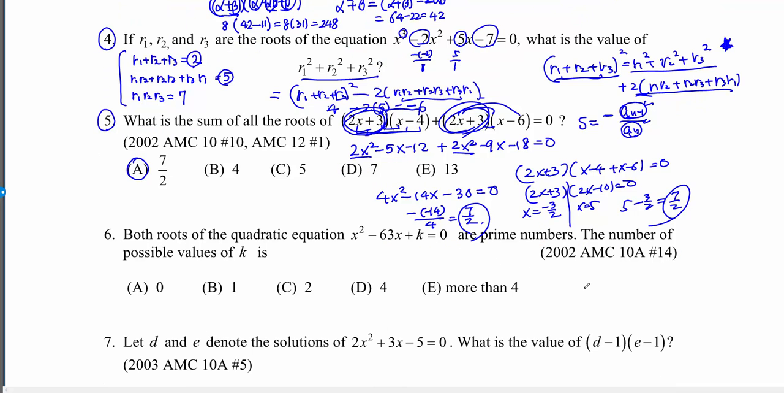Alright. Now try number 6. Both roots of the quadratic equation are prime numbers. Both roots are prime, okay? What is the possible value of k? Can you try this one? Okay. Take time and try this one by yourself, okay?